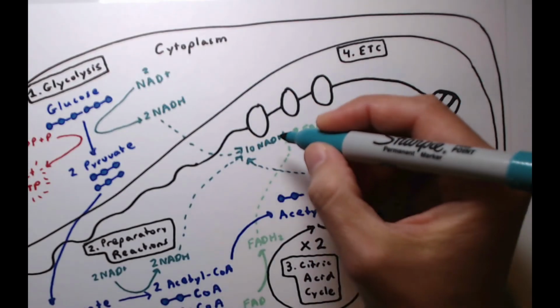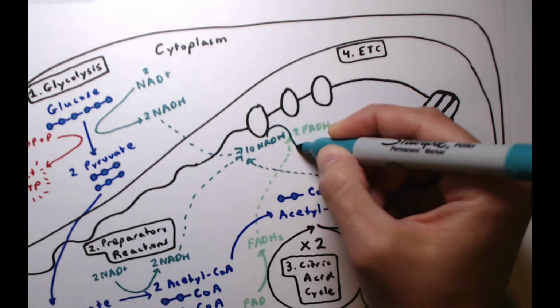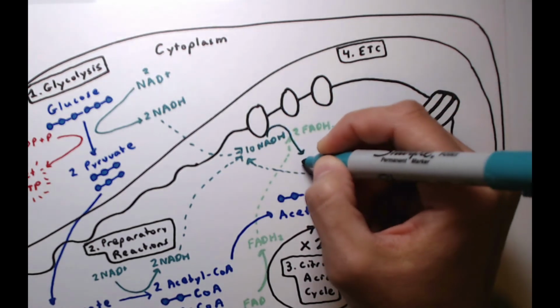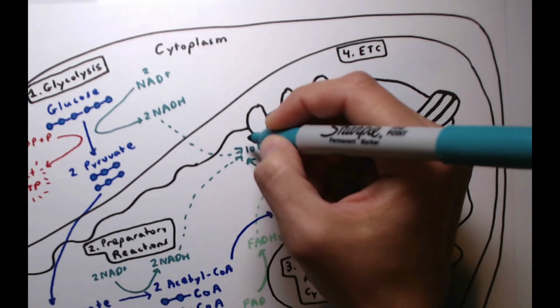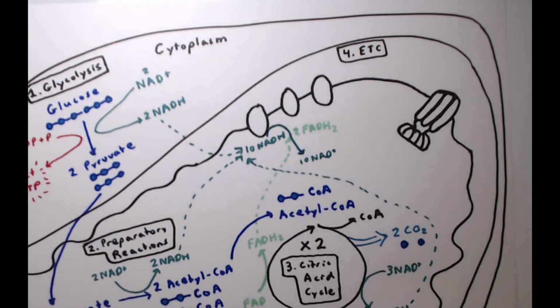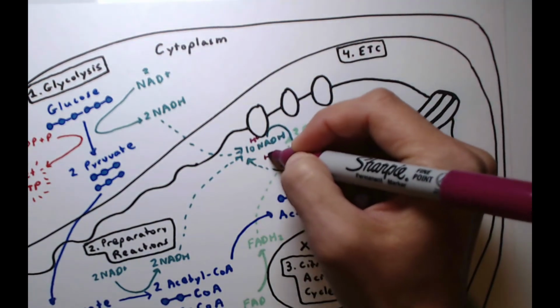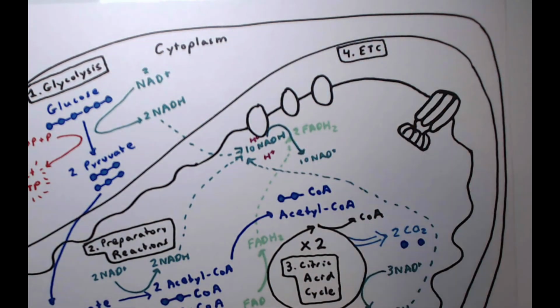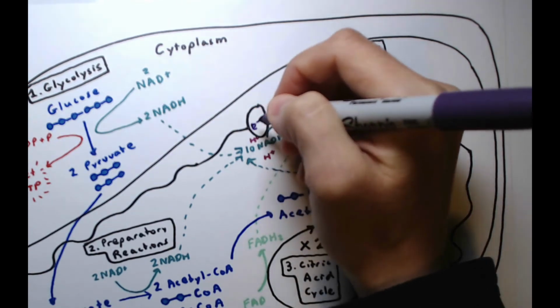Now let's focus on what happens in the electron transport chain. The first thing that NADH and FADH2 will do is give up their hydrogen ions and electrons. Therefore, they become oxidized back to NAD+ and FAD. The hydrogen ions are released into the matrix, and the electrons are going to be donated to electron carriers in the electron transport chain.